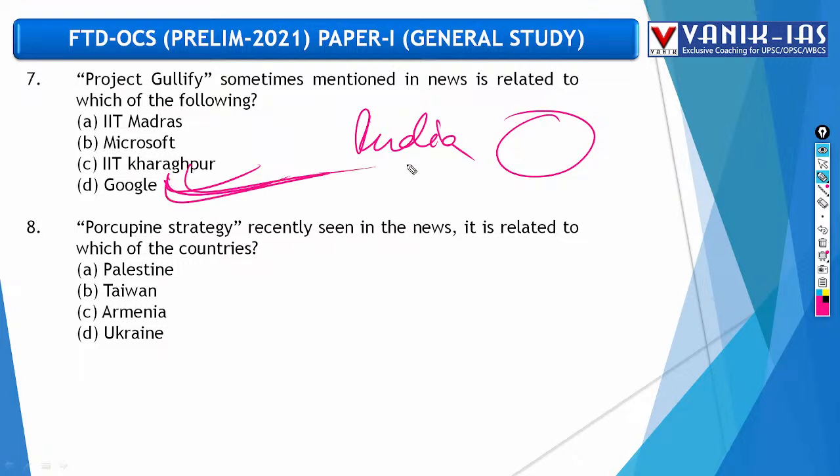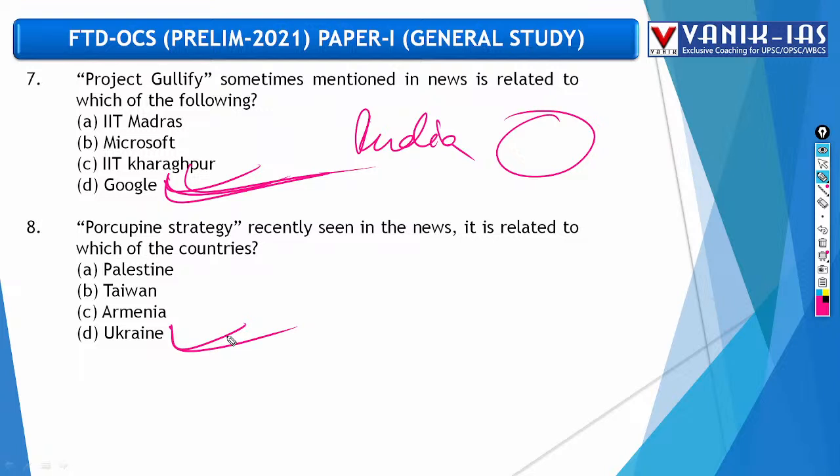Next, Porcupine strategy, recently in the news. It is related to which of the following countries? Porcupine strategy, that is by Ukraine. Porcupine strategy means this is a strategy that is like guerrilla warfare, right? Sorry, no, it is the Porcupine strategy. It is related to guerrilla warfare. It is one type of strategy.